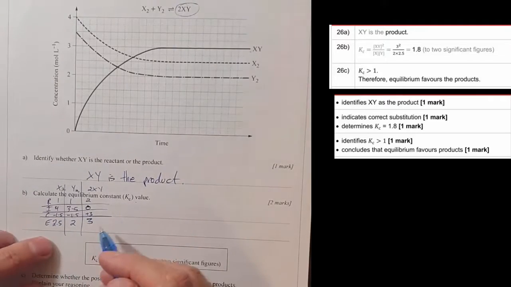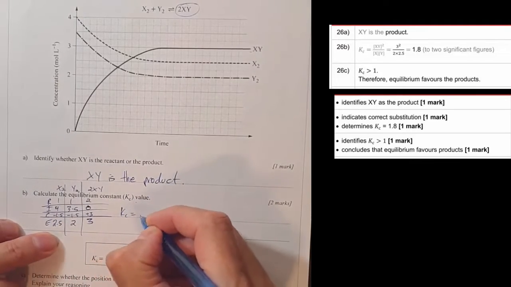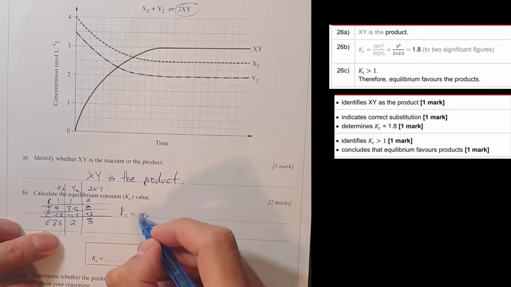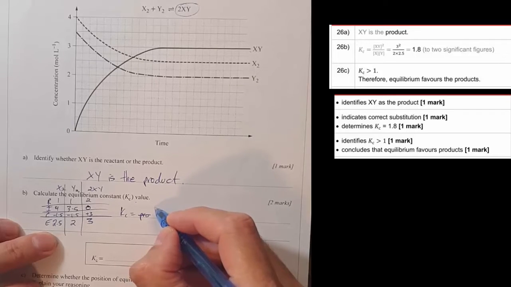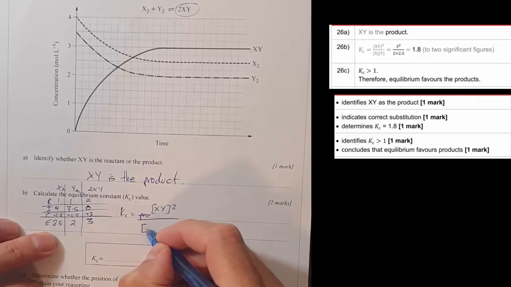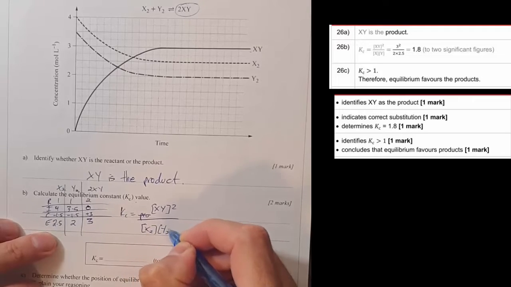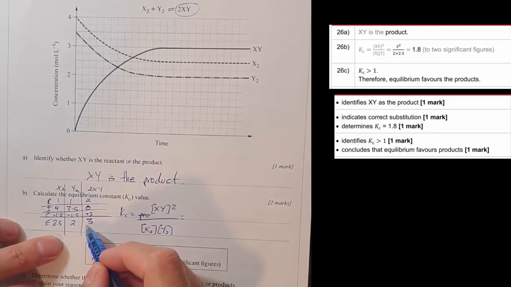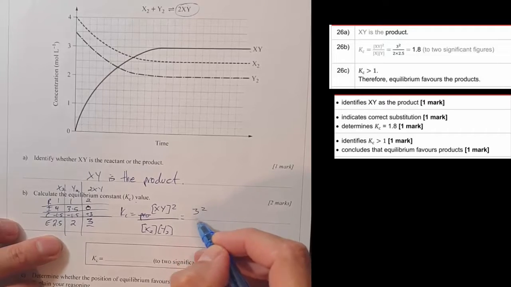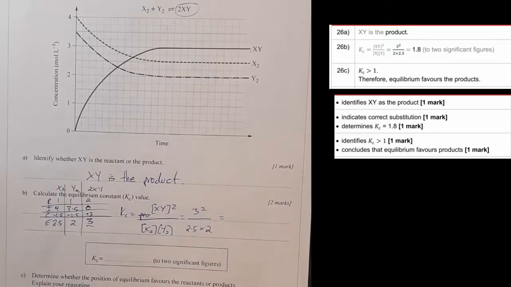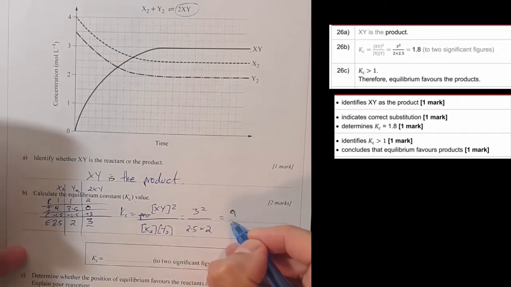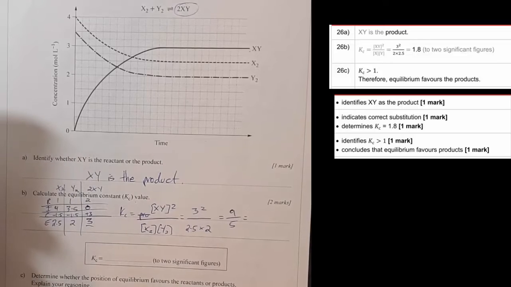The graph's drawn correctly. So Kc is products over reactants. I'll just jump into that and use that for the next bit. So it's products, so that'll be XY to the power of 2, over X2 times Y2. So those values are over here. So we've got 3 squared over 2.5 times 2. All right, so that is 9 divided by 5.